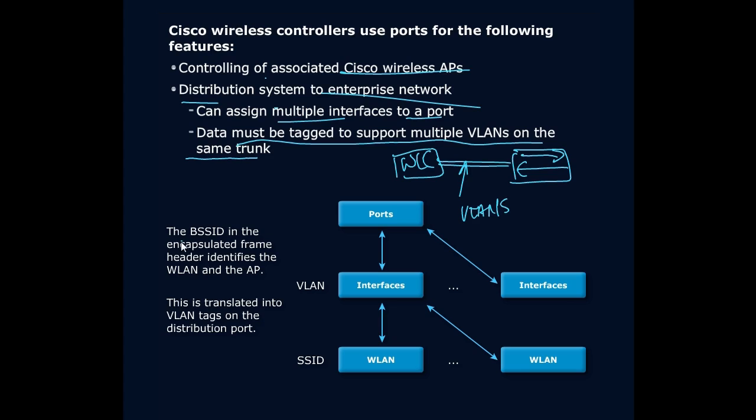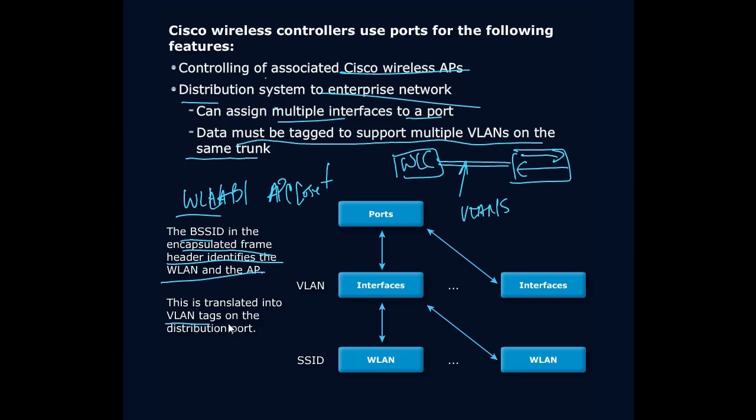The basic service set ID in the encapsulated frame header identifies the wireless LAN of the AP. So an AP is associated with, in my case, let's say wireless LAN lab 1. That's the basic SSID, right? Well, that is encapsulated in the frame, and it identifies the wireless LAN and the AP. So this is going to be in there, and what else is going to be in there? AP whatever. I think closet was the one. This is then translated into VLAN tags on the distribution port.